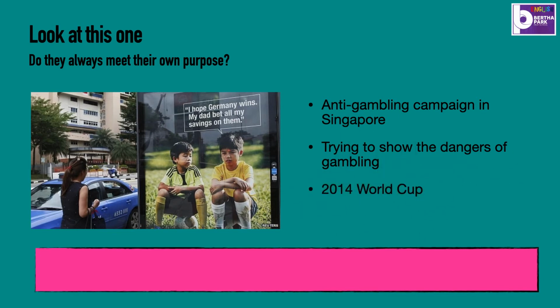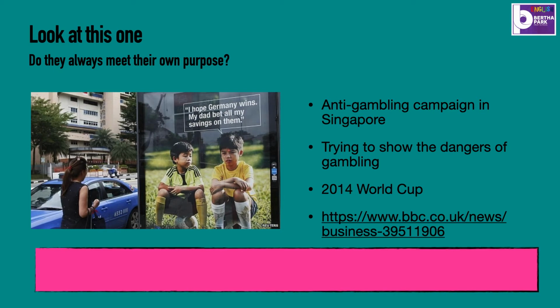What we'd like you to do is go to your OneNote and explain why that was an issue. So they were trying to show the dangers of gambling, the dangers of putting all your money on Germany in the 2014 World Cup. So if you can put at the bottom just a quick sentence, bullet point. The other thing you can do if you want is leave a voice note. If you would prefer, that would be absolutely fine.